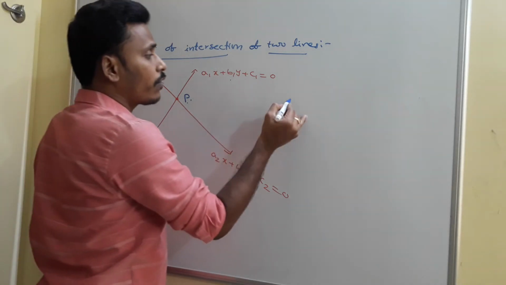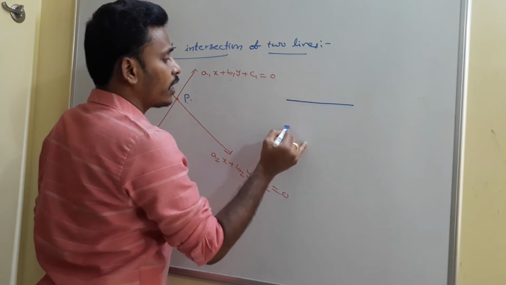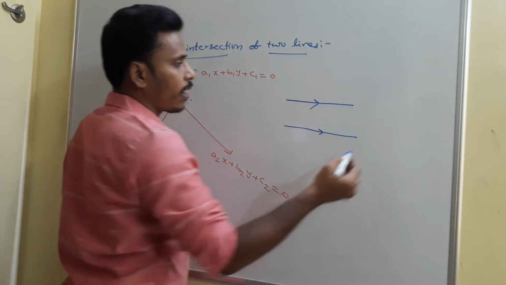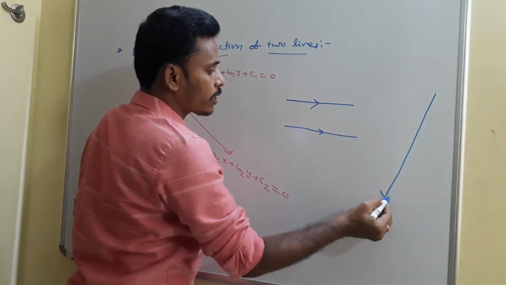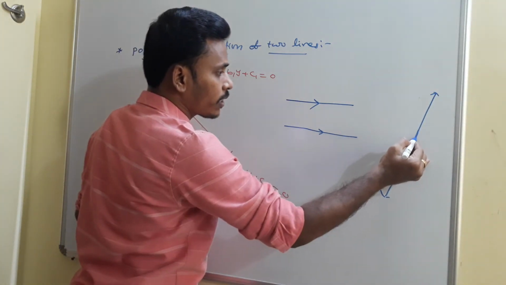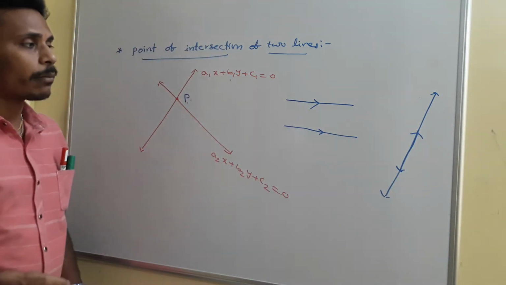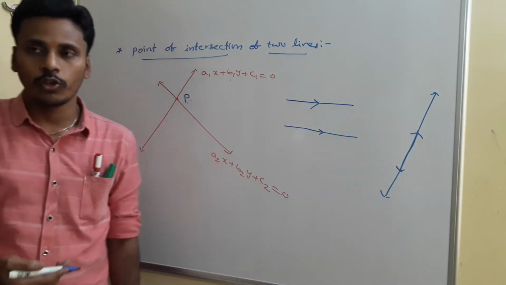For suppose if the equation of the first line is like this and the equation of the second line is like this, we can't get that p because the lines are parallel. And for suppose if the equation of the first line is this line and the equation of the second line is coincident on this, then in that case we have infinite number of common points for those two lines.